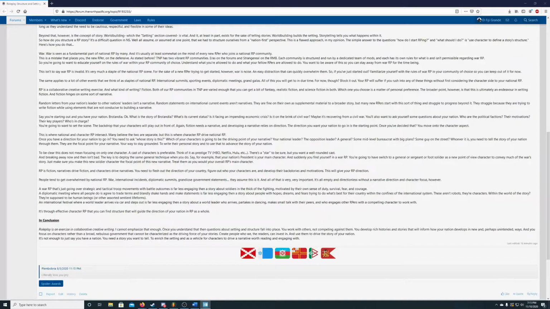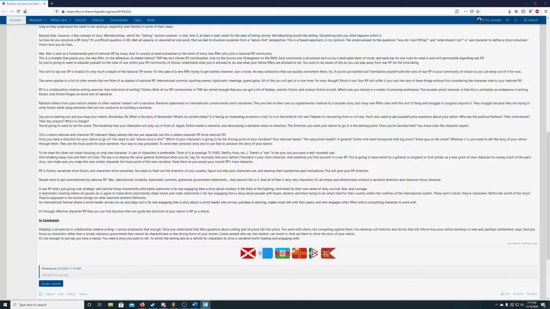The same applies to other events that we think of as staples of national RP: international summits, sporting events, diplomatic meetings, grand galas. All of this you're going to get to in due time. For right now, though, block it out. Your RP will suffer if you rush into any of these things without first considering the character side of your national RP.